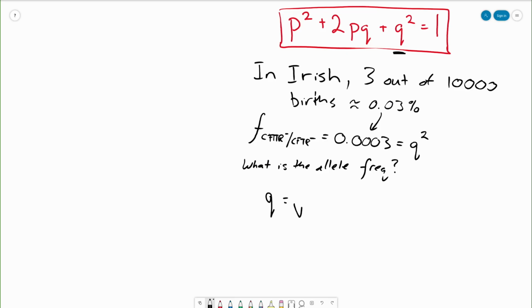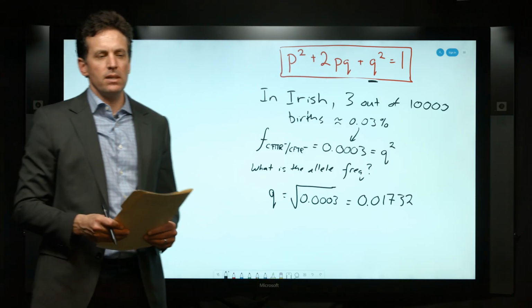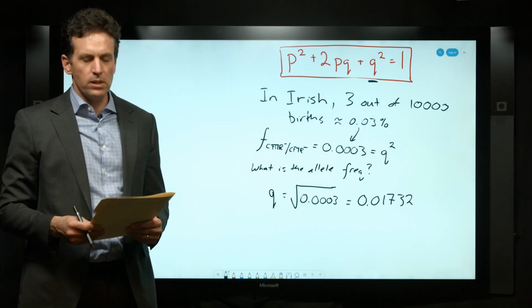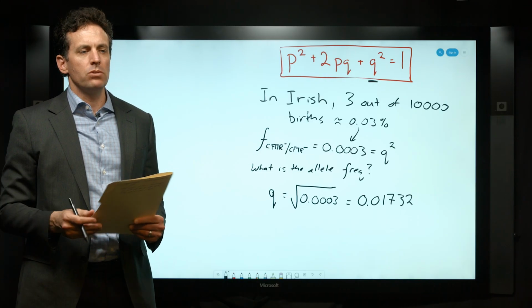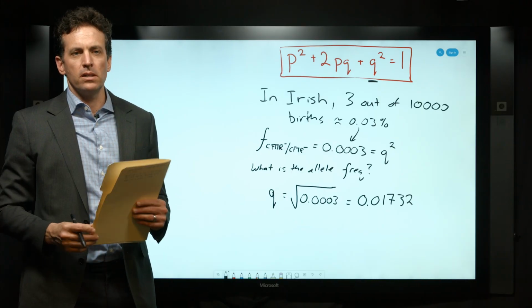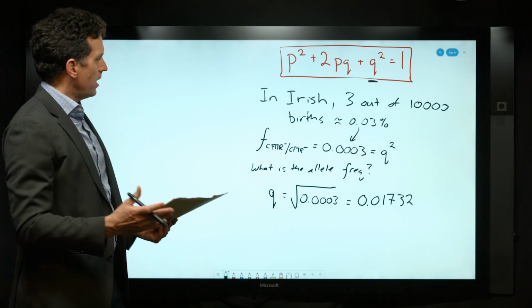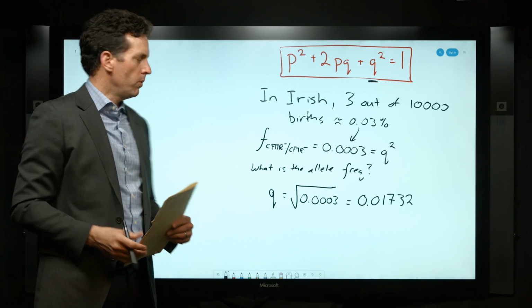And so that's going to be the square root of 0.0003. And that turns out to be 0.01732, which is the frequency of the cystic fibrosis disease allele in the Irish population, which we can compute knowing the genotype frequency, which we've just got from epidemiological data, knowing how frequently we get affected cystic fibrosis children in the Irish population. And of course, when we know q, we know p. We get it for free.